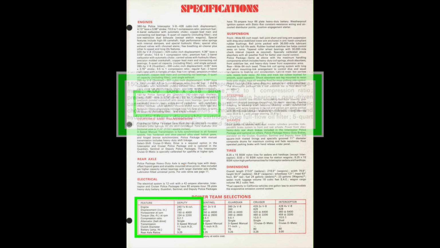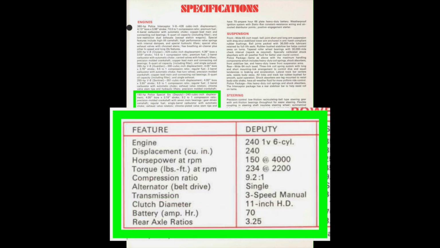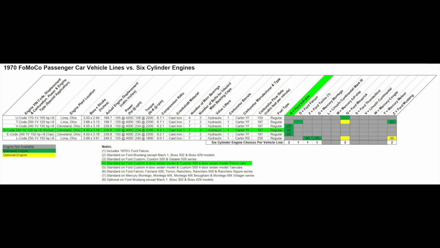Page 11 of the 1970 Ford Police and Emergency Vehicle Sales Catalog also contains details about the deputy police package and shows the same figures of 150 horsepower at 4,000 RPM and 234 pound-feet of torque at 2,200 RPM with a 9.2 to 1 compression ratio. The B-Code 241-barrel inline-six police engine is presented as the 4th line in the 6-cylinder engines table I created.